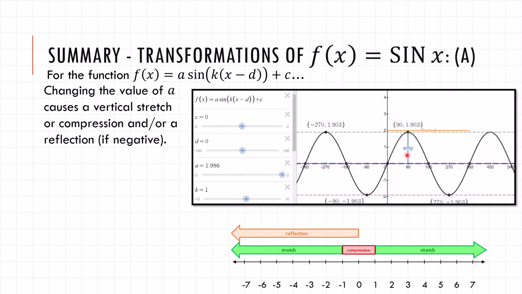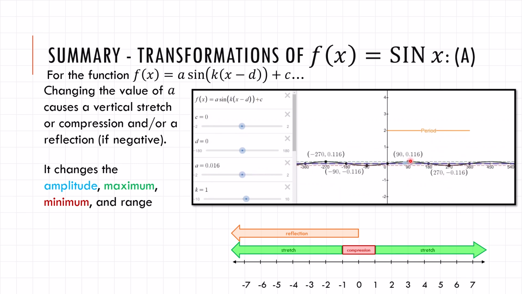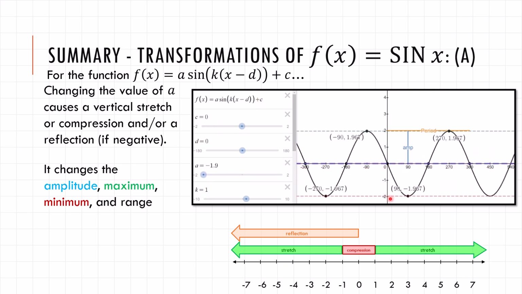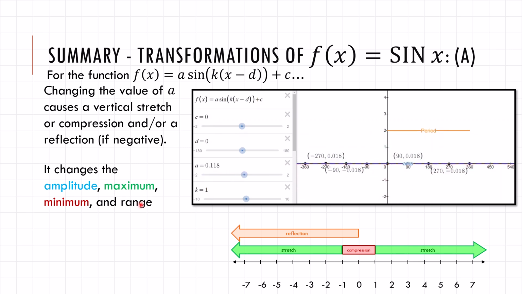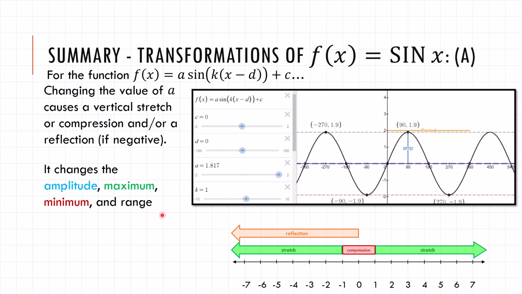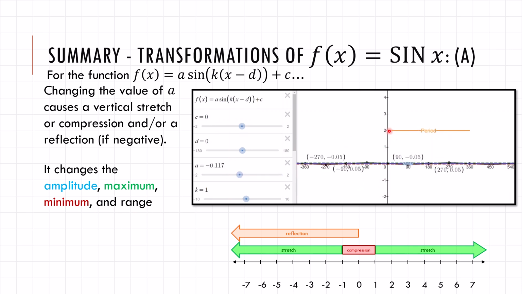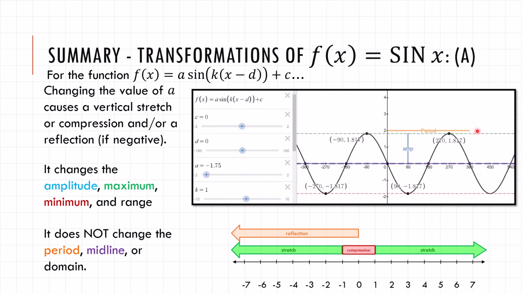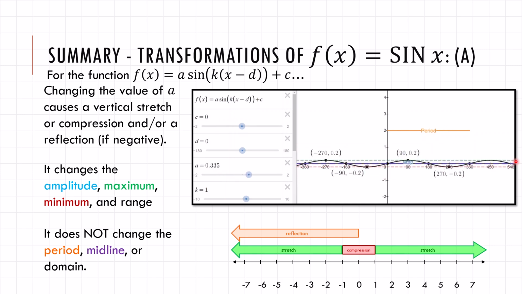Right now, you can see that's being stretched, and that changes the amplitude as well as the maximum and the minimum. And because the range depends on those two, it of course affects the range as well. But notice that the period has not gotten smaller or bigger. The midline is still at y equals 0.